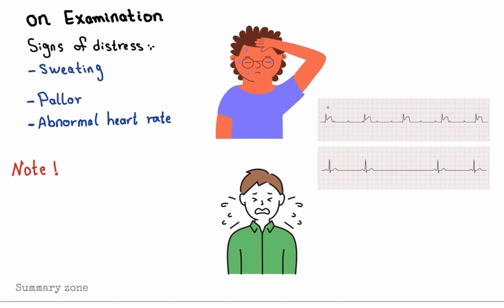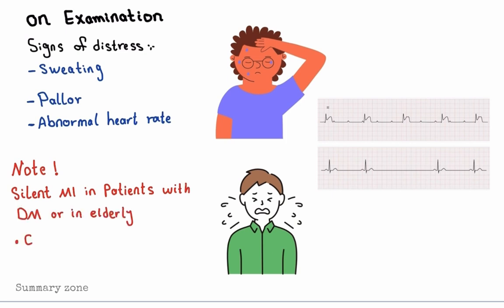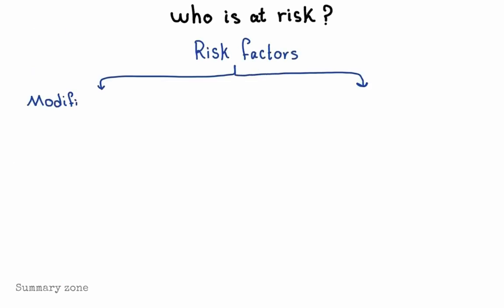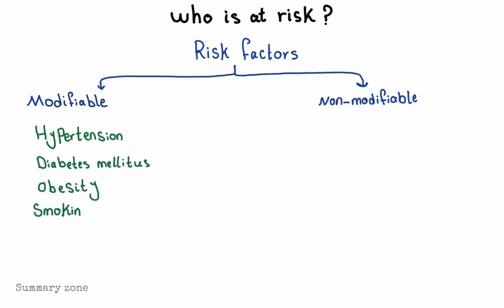A critical note: silent MI is a real phenomenon. Be highly suspicious in patients with diabetes mellitus or in the elderly who may present with atypical symptoms like confusion, weakness, or just feeling unwell. And who is at risk? We divide risk factors into modifiable: hypertension, diabetes mellitus, obesity, and smoking; non-modifiable: older age, male gender, and a strong family history of premature coronary artery disease.